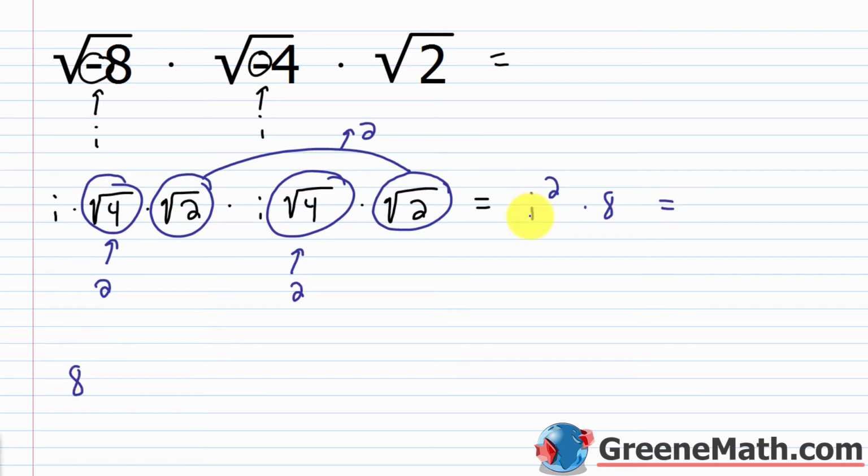i squared by definition is -1. So 8 times -1, which is -8. And again, this is the correct way to do it. If I had gone through and just multiplied and said, hey, this is going to be the square root of -8 times -4 times 2, I would have had the square root of 64, which is +8, right? I would not have ended up with -8, so I would have gotten the wrong answer.